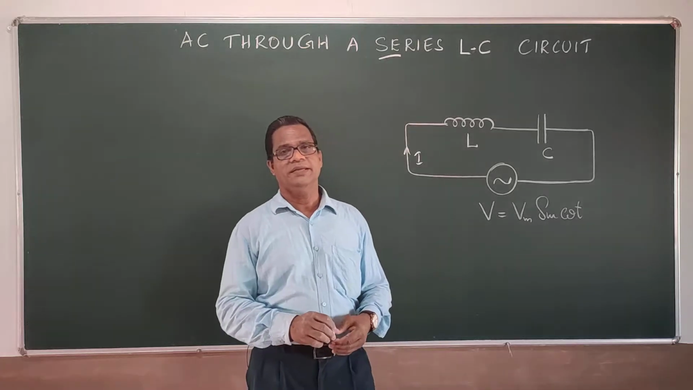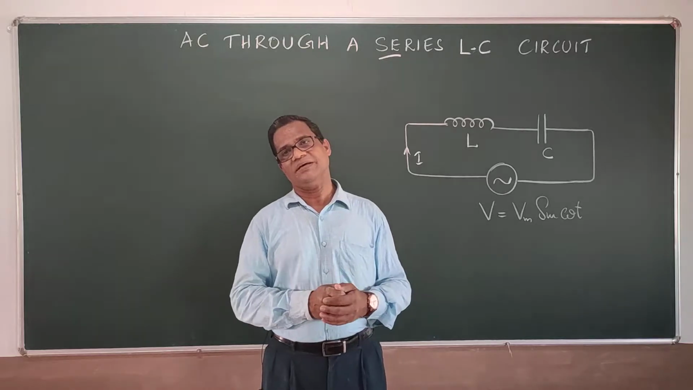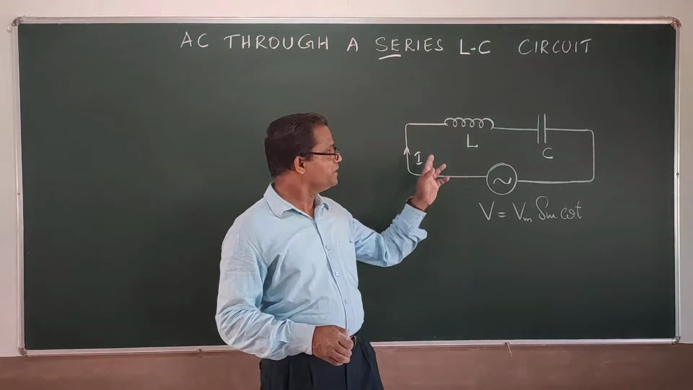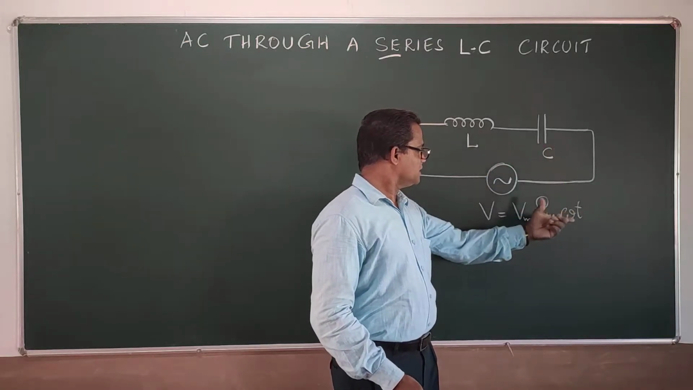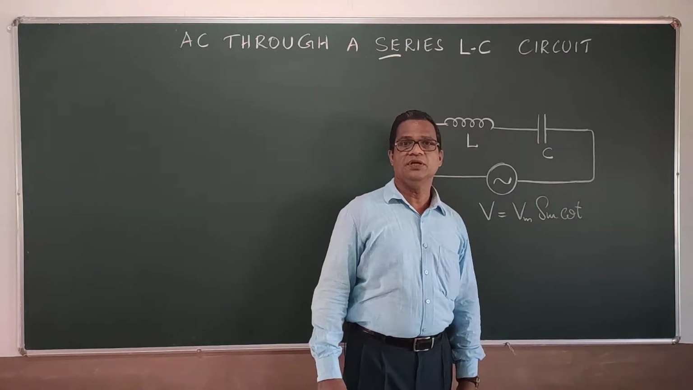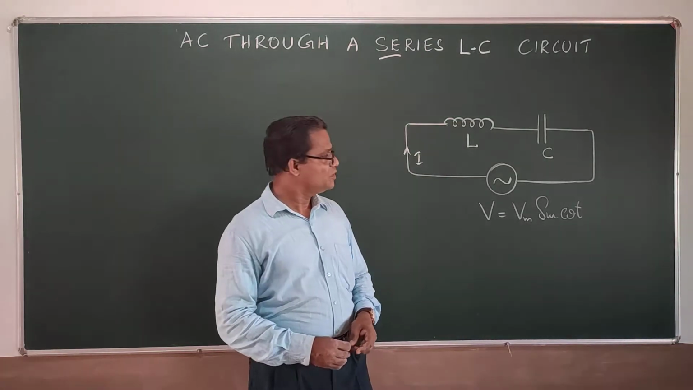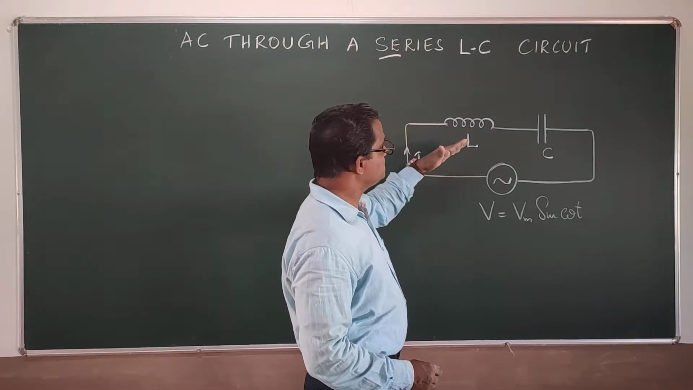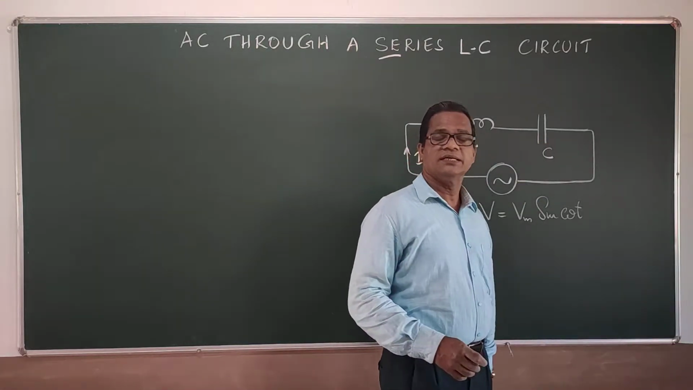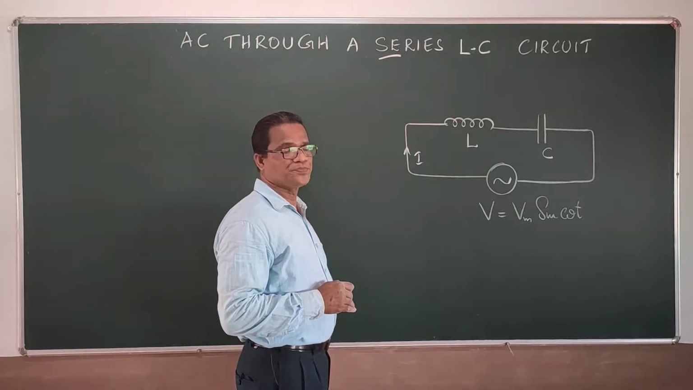AC through an LC circuit, that is, an inductor and a capacitor in series, connected across an AC voltage of V equal to Vm sin omega t. For this, an instantaneous current will be flowing, and that will be the same through the inductor and capacitor because they are in series with each other.